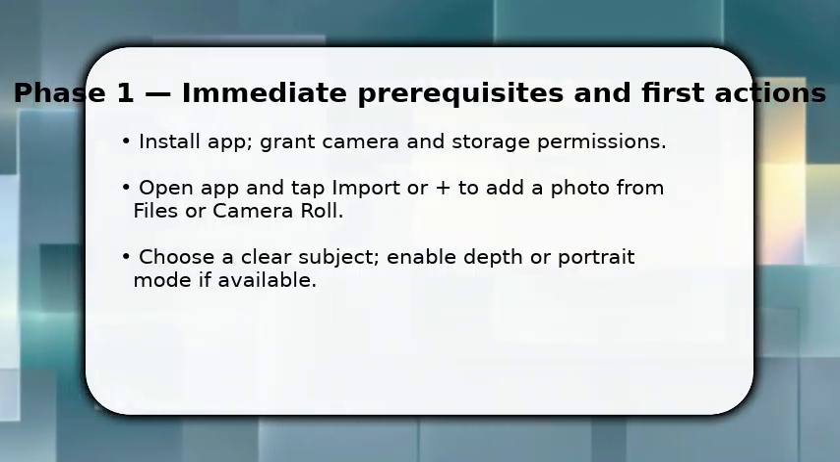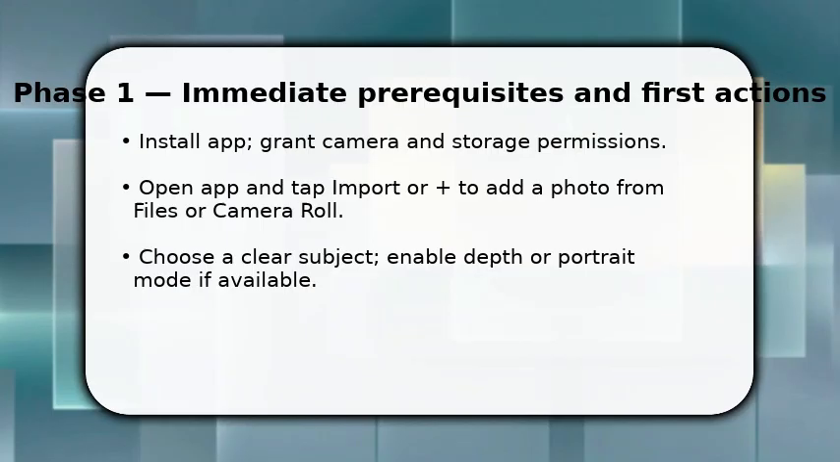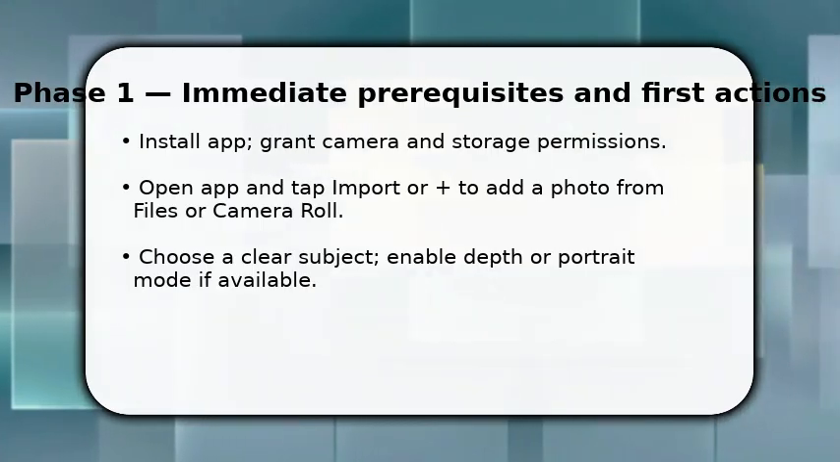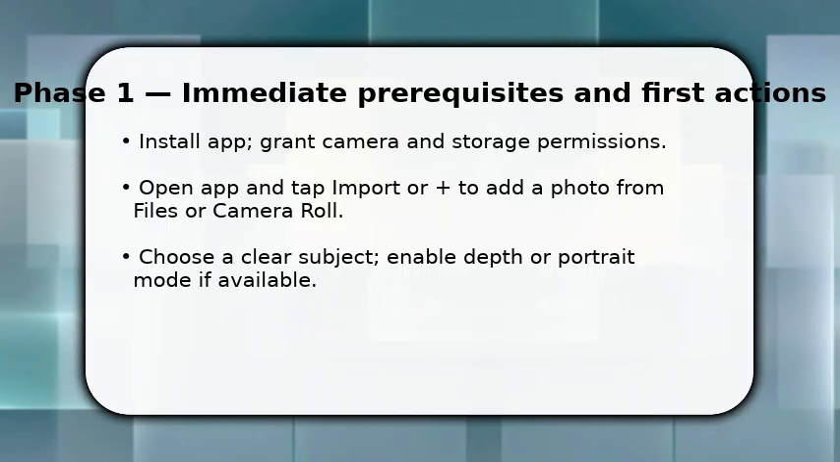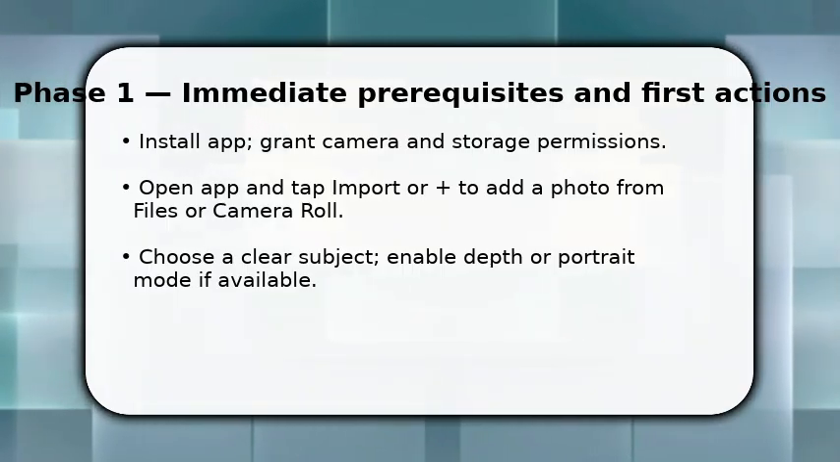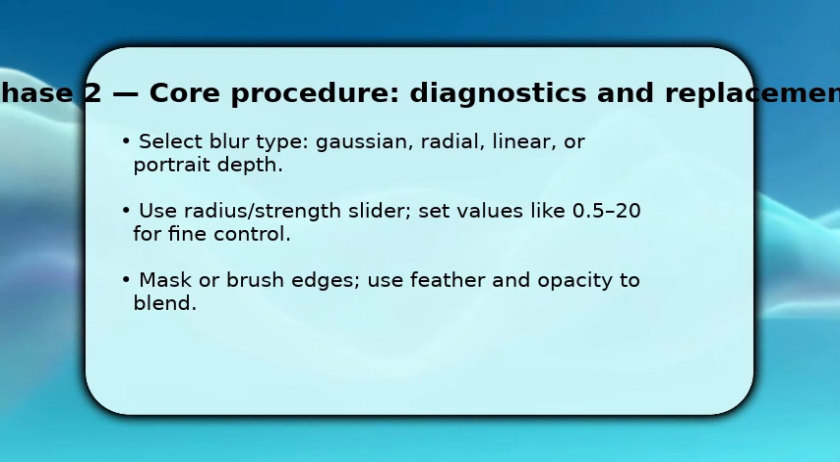This helps automatic masking. After import, pause to confirm orientation and crop roughly. This saves time later, then move on to the Blur tool in the toolbar. Now you fine-tune the blur.